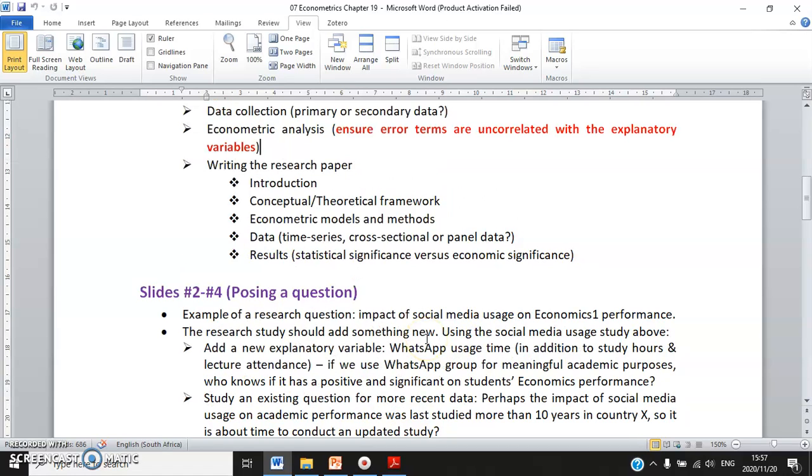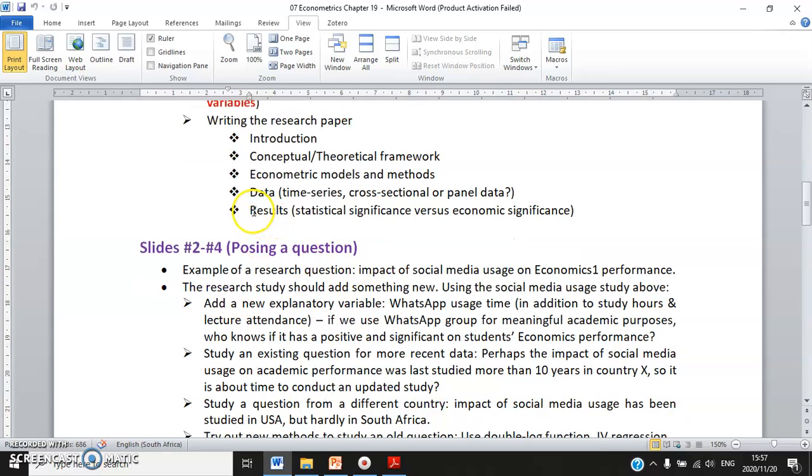And then you have to move on to write a research paper, with the different chapters: intro, the theories, literature review chapter, econometric models, methods, and the data chapter. Usually the data and methods are discussed in one chapter, chapter 3. And then later, actually the next chapter, chapter 1, I will talk about time series data, cross-sectional data, and panel data. And then you have to present the results and interpret the results.